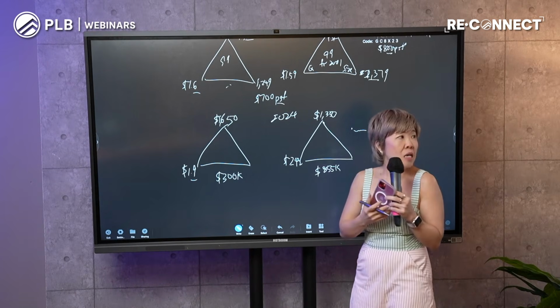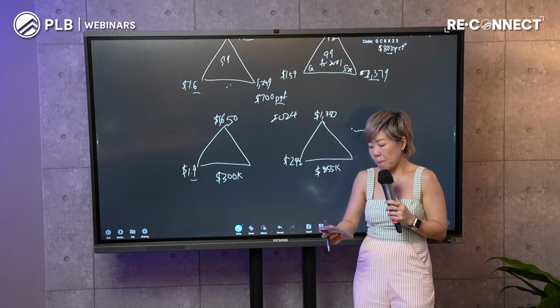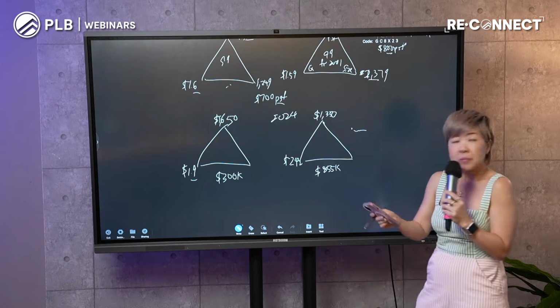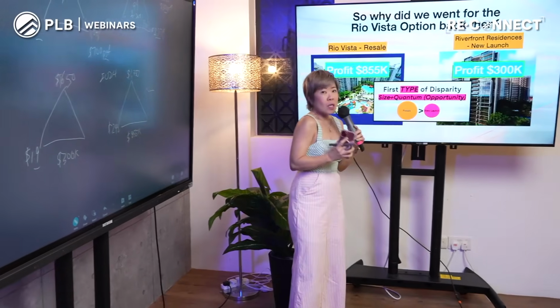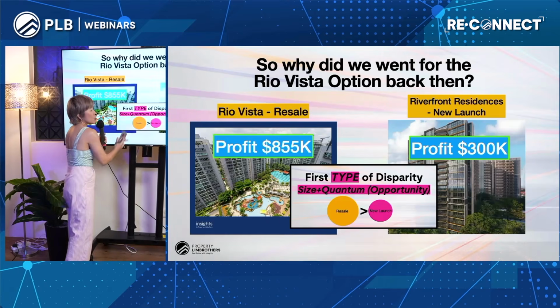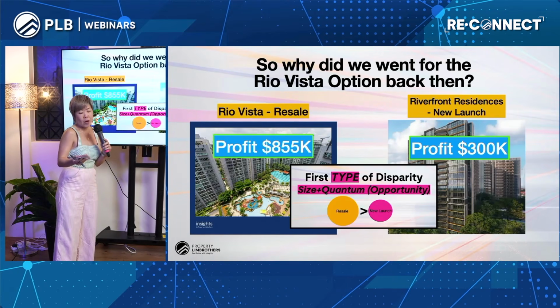Yeah, so that is an example of what we said earlier, why we need to look at the size and the quantum in totality to actually see the opportunity that we can find in the resale market.